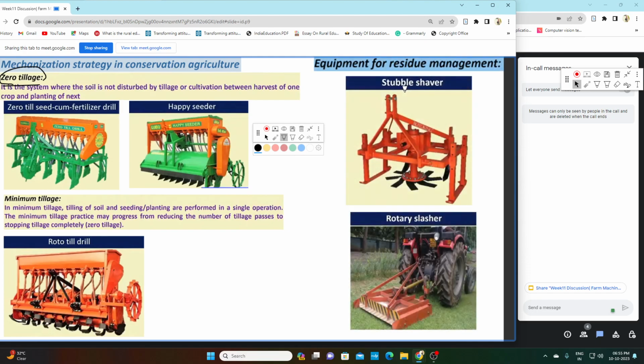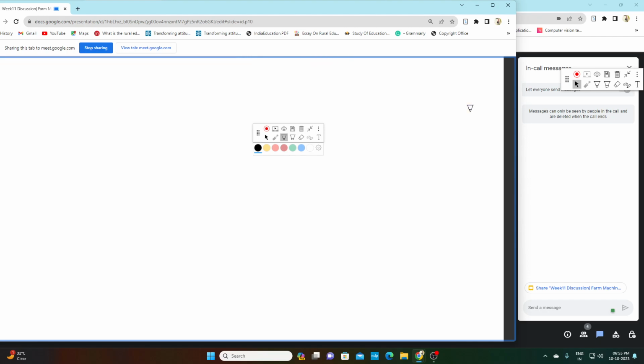To take care of this stubble burning, we can cut the stubble only. So stubble can be cut by a stubble shaver, or stubble can be cut by a rotary slasher. So these are the two equipment for taking care of the stubble burning cause. Okay, so this is all about this slide.